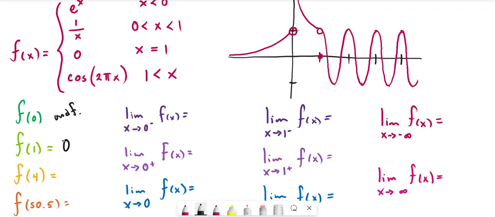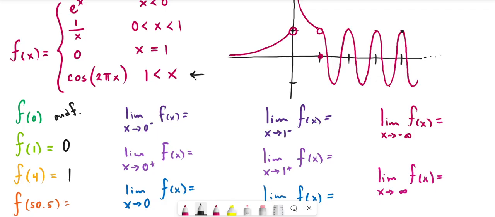What about 4? Well, 4 is greater than 1, so we're using this rule set. And plugging in 4 here, you can see I have cosine of 8 pi, but I said we would be able to use the graph. If we take a look at 1, 2, 3, 4, here we are, and looking right here, I can see that it has a value of 1 at that point. This last one is a little tongue-in-cheek because I made it go off the edge of the graph.